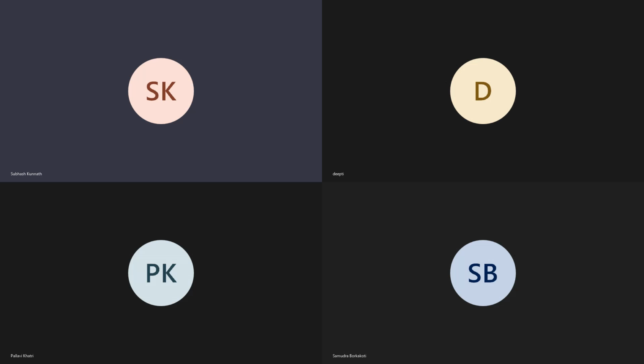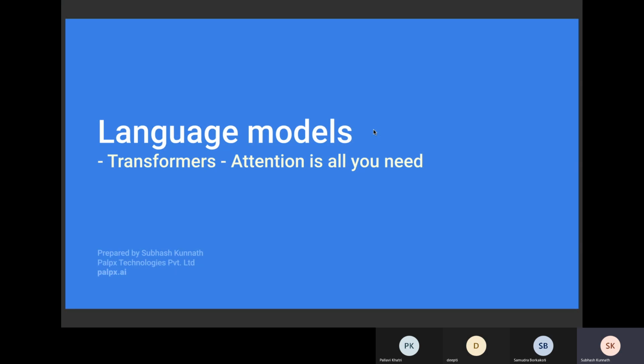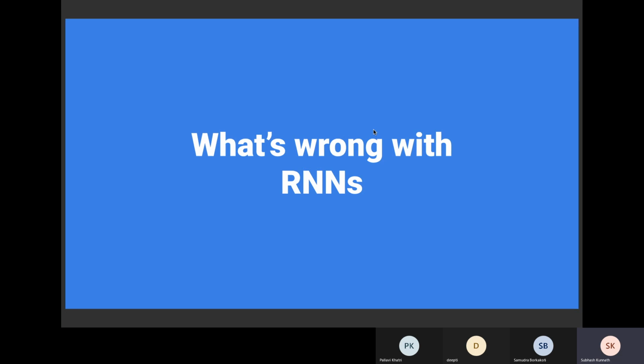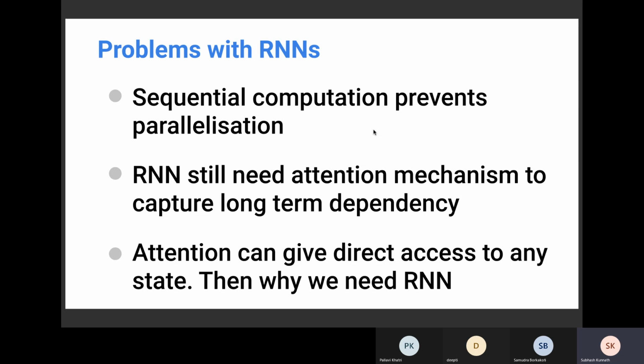We have looked into n-gram language models as well as RNN-based language models. Now there is a new trend in NLP where people are using transformers. So let's have a closer look at transformers, and let's start with what was wrong with RNNs.